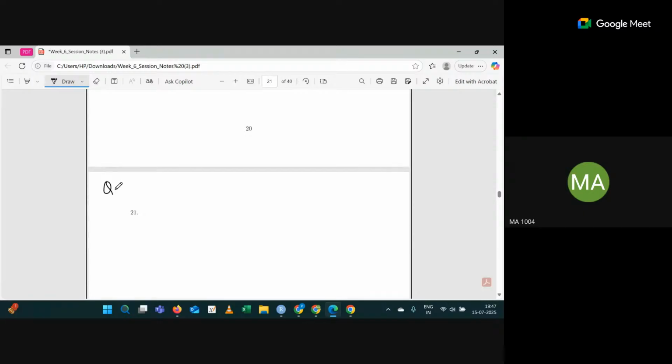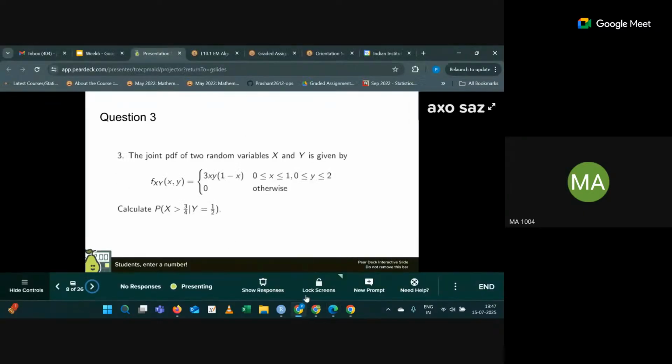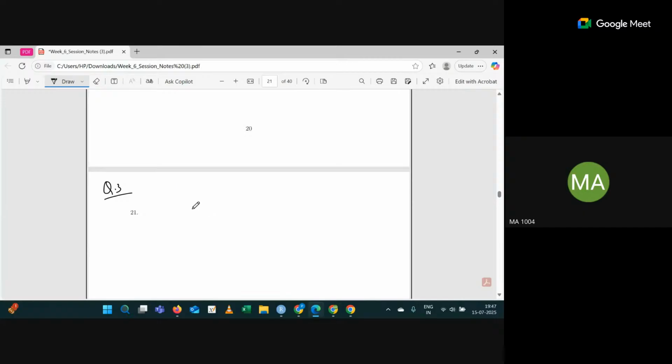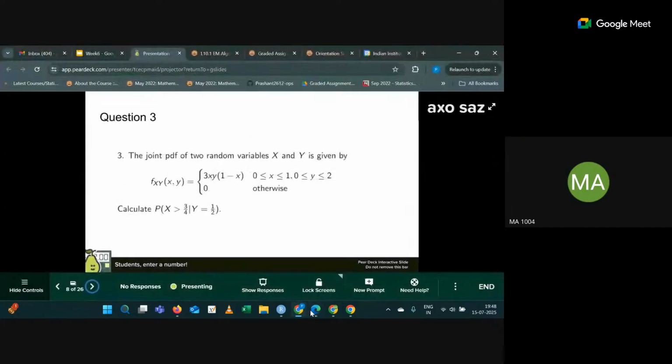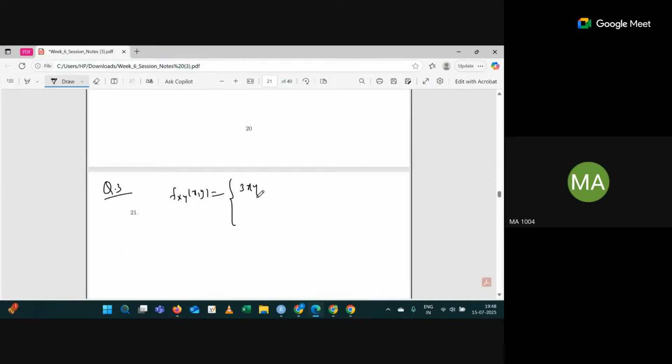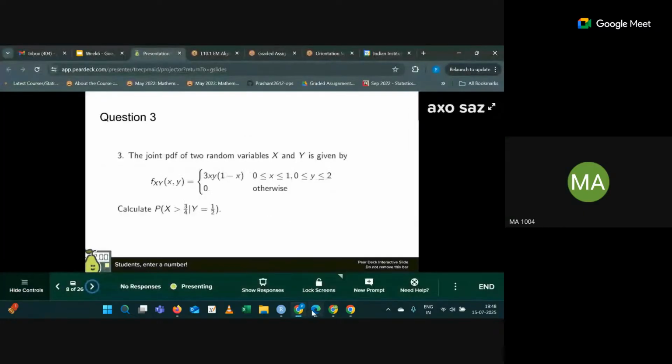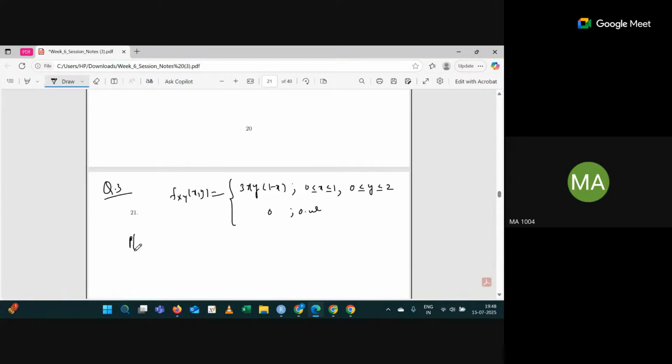So this is question number 3. f(x,y) is given to us as 3xy(1 minus x), and what are the supports? x is 0 to 1 and y is 0 to 2, right? We take value 0 otherwise. So we have to calculate the probability x greater than 3 by 4, given that y equals 1 by 2.